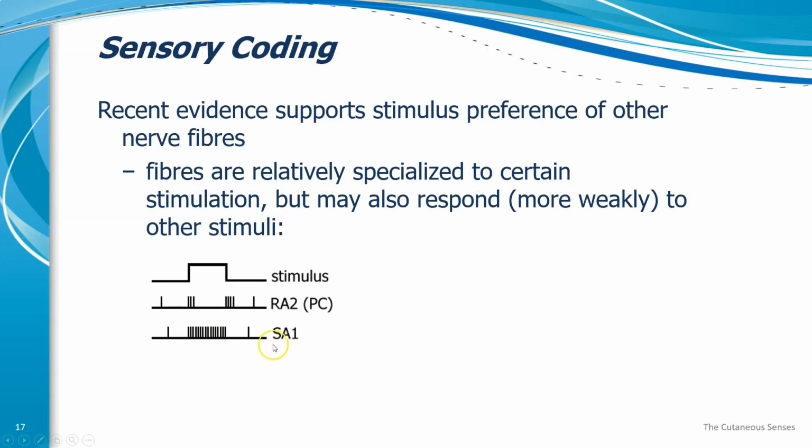SA is for slowly adapting, and you can see it does fire throughout that entire duration of the pressure stimulus. So to capture this particular pressure stimulus, it does activate an RA2 fiber and also an SA1 fiber as well. So it shows this kind of relative specialization. It's not absolute specialization as proposed by von Frey.